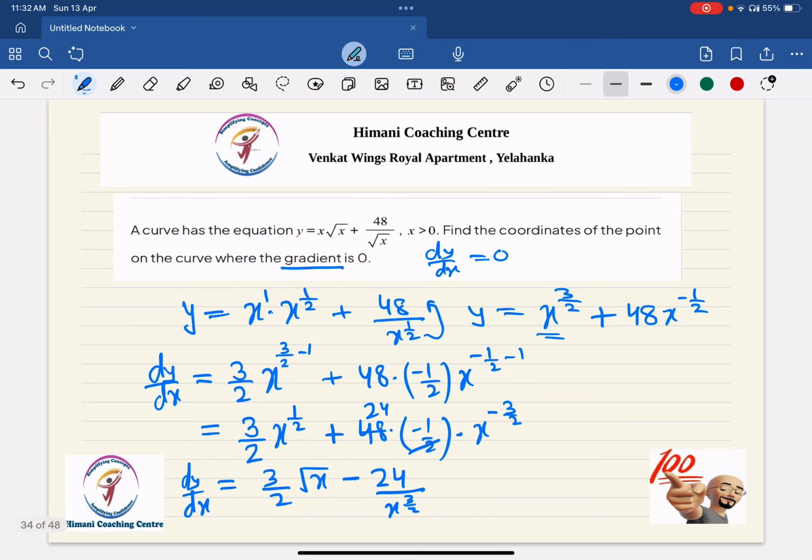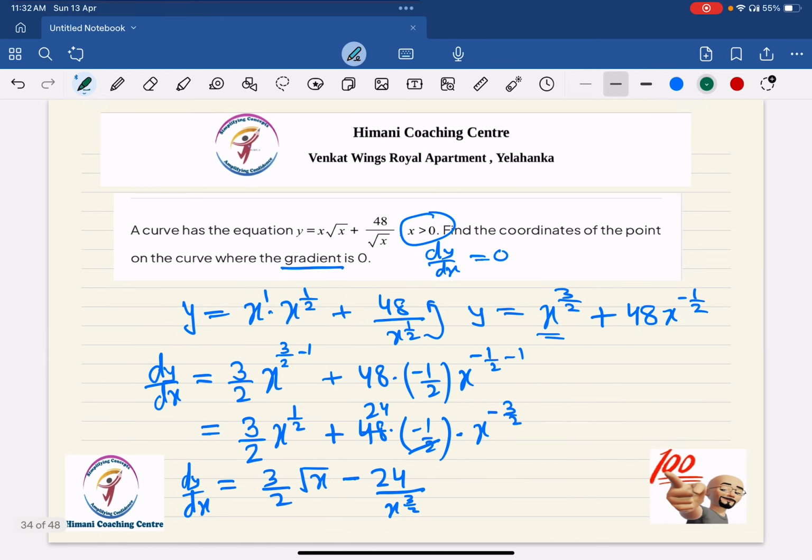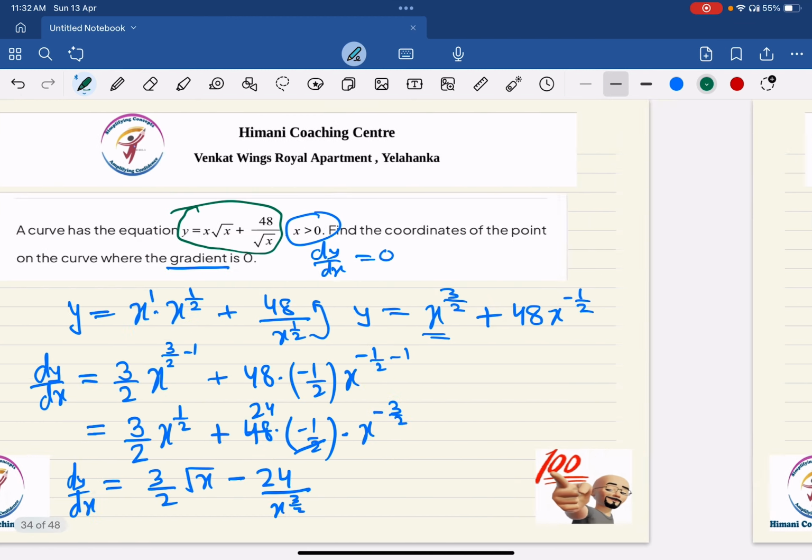Because if x to the power 16 is 0, we will get x as plus or minus 4, and we will reject minus 4 because x is greater than 0. So we are going to take x is equal to 4, which gives us the x coordinate. Now, in order to find the y coordinate, what do we need? We need this equation, and we are going to replace x with 4 to get y.